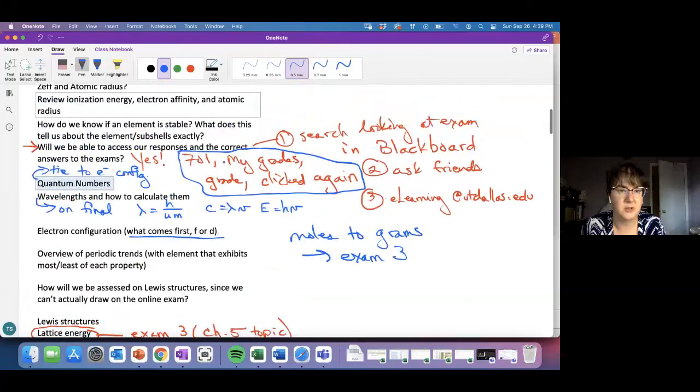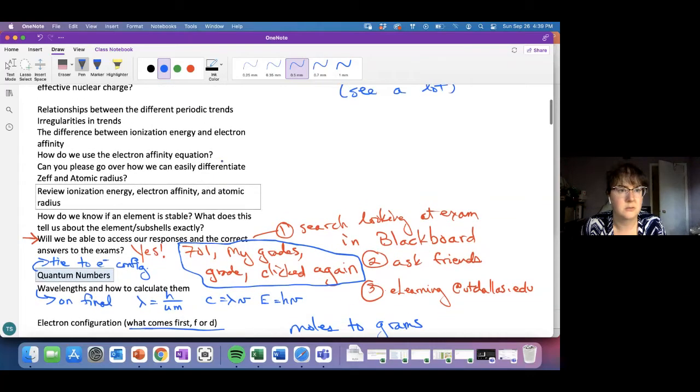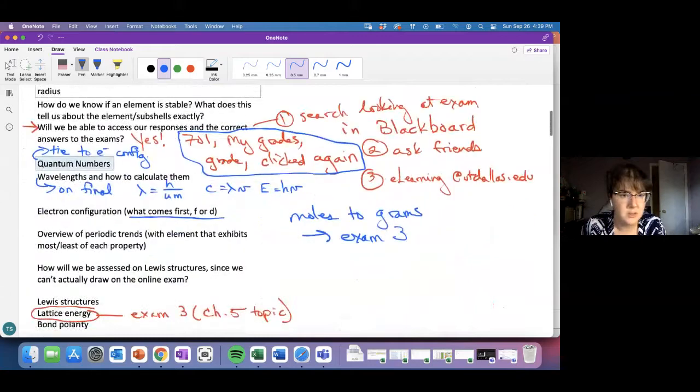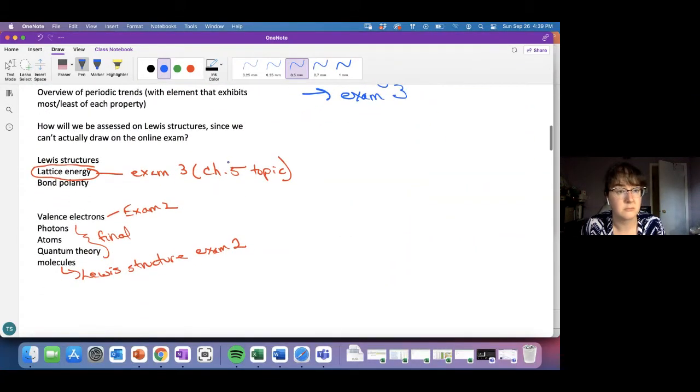Where else was I in electron configuration? Lots of stuff over about trends. Anything else over electron configuration? No. Okay.